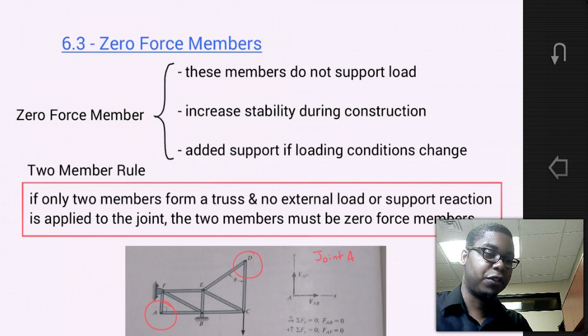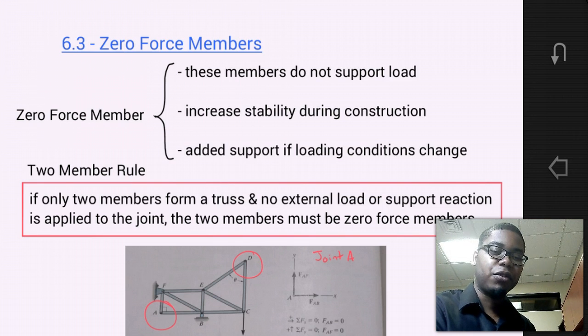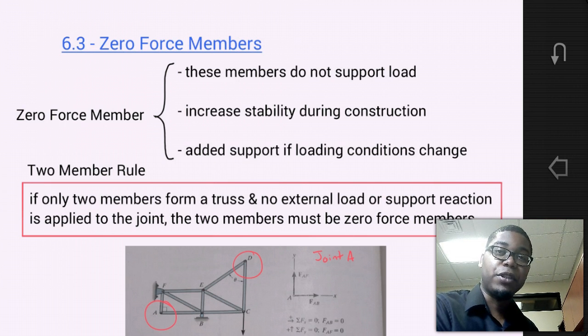So let's go ahead and get started with section 6.3, zero force members. Now, when we're designing trusses or when we're analyzing trusses in statics, we focus on truss systems that do not have additional members that do not support load. However, when a bridge is designed, often zero force members, so members that do not support load, are incorporated into bridge designs. There are a number of reasons why zero force members are added. One of the reasons is that they can increase stability during construction. So while you're building a bridge, it makes a more stable platform while the bridge construction is going on.